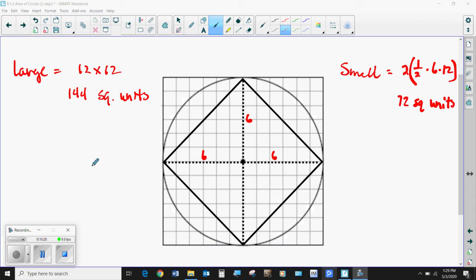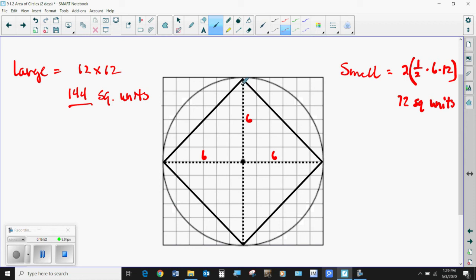All right, so I have not finished my answer yet, but this is what I did. Since the radius is 6 units, the diameter must be 12. That means that this larger square has to be a 12 by 12 square, so it has 144 square units. I then pictured what the square would look like on the inside, and I actually drew it in.